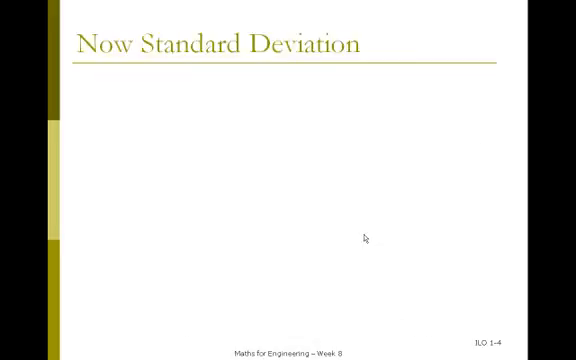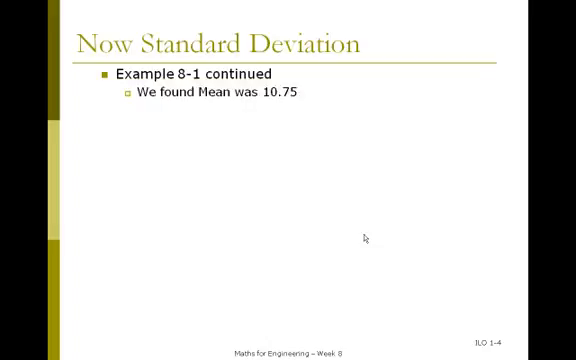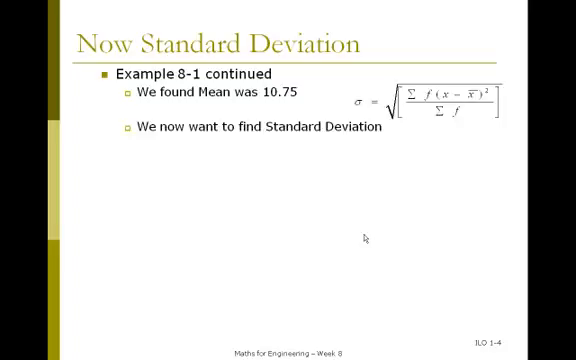Now that we've calculated the mean, the next step is to progress to calculate the standard deviation. We found in the last slide that our mean was 10.75. We now want to find the standard deviation using the formula there.